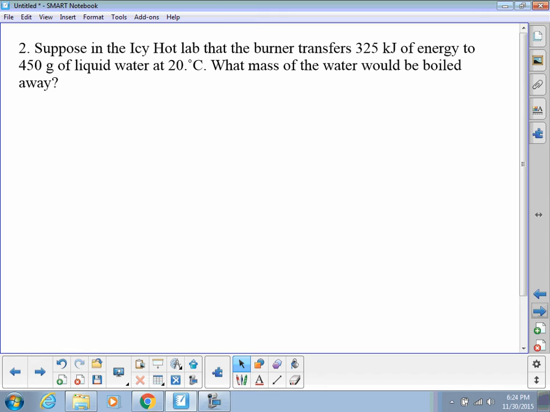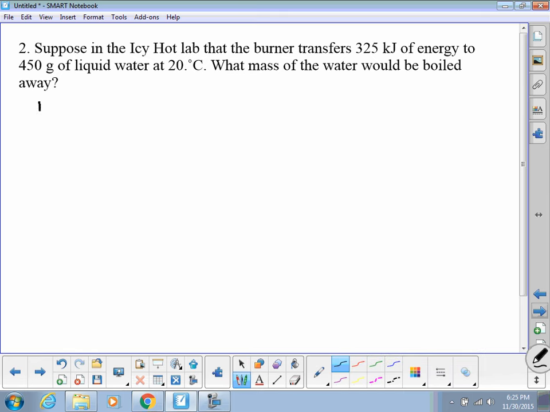Suppose in the icy hot lab that the burner transfers 325 kilojoules of energy to 450 grams of liquid water at 20 degrees Celsius. What mass of the water would be boiled away? So we're looking to figure out a mass of water that's going to be turned into steam based upon a set amount of energy that's being added.